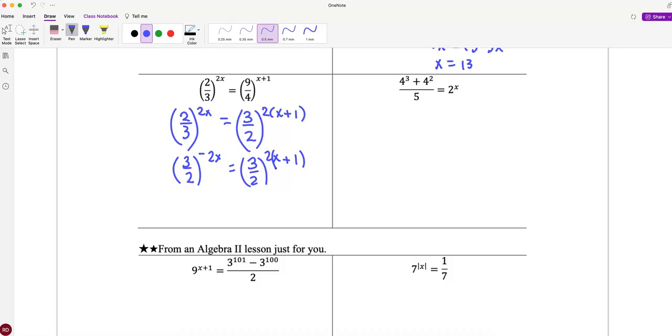So now I can set them equal to each other. Negative 2x equals 2x plus 2. So 4x equals negative 2. X is negative 1/2.